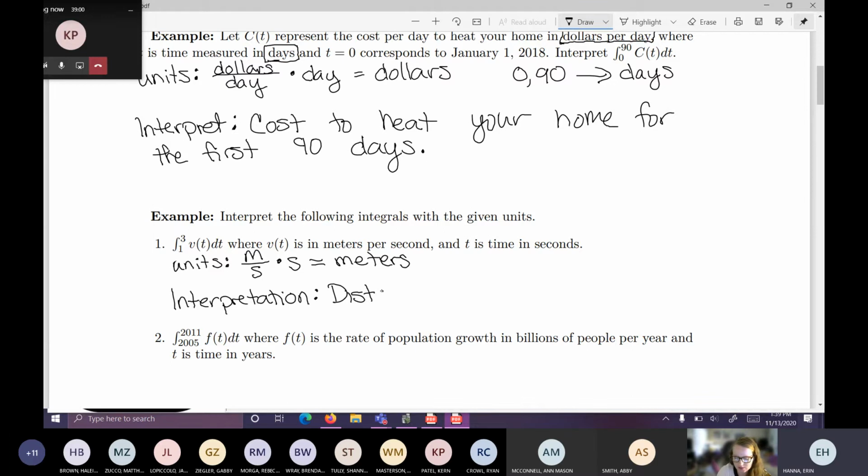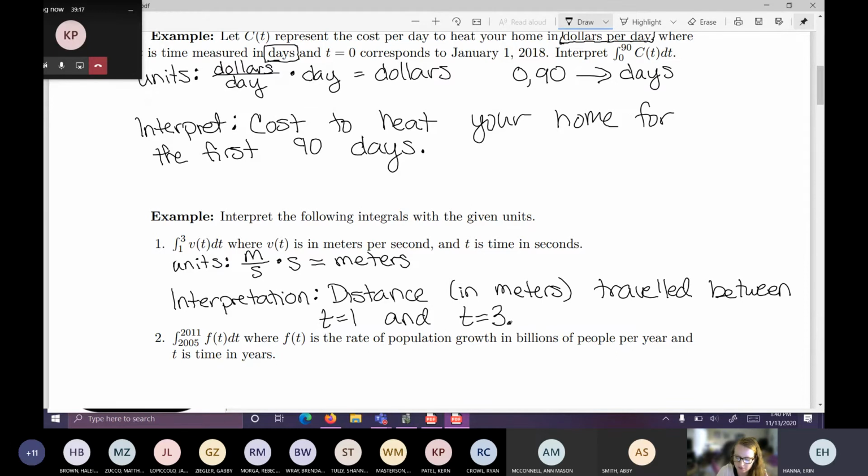So distance, I'll put in meters in parentheses. So the distance traveled between t equals 1 and t equals 3. You could also say something like distance traveled in the 2 seconds between t equals 1 and t equals 3. The only thing you want to be careful with, so in the last one we did, I just said the first 90 days, but that was okay because I'm starting at 0. Here I couldn't say something like distance traveled in 3 seconds because it's not 3 seconds, it's 2 seconds.